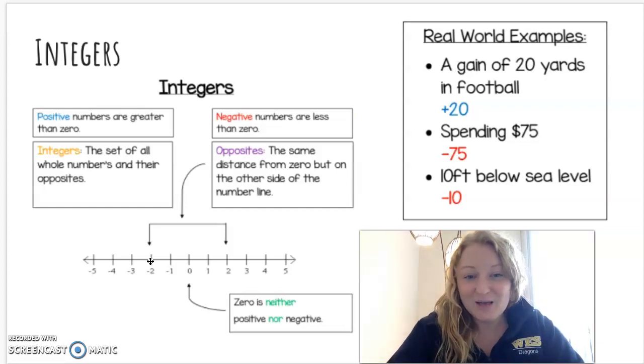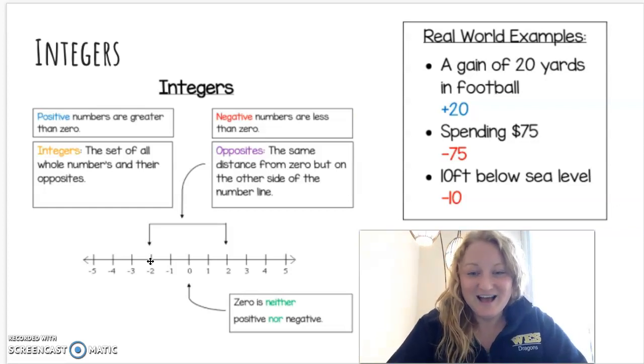So when we talk about 0, we also include 0 as an integer, but 0 is not positive and it's not negative. So 0 is actually what we call neutral. It's a neutral number. So it's included in the integer family, but we don't classify it as positive or negative.